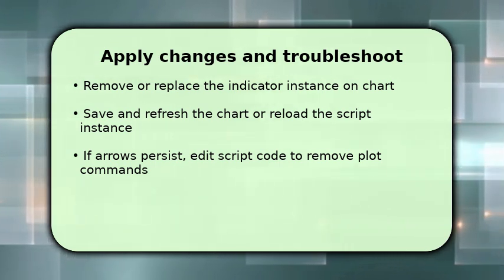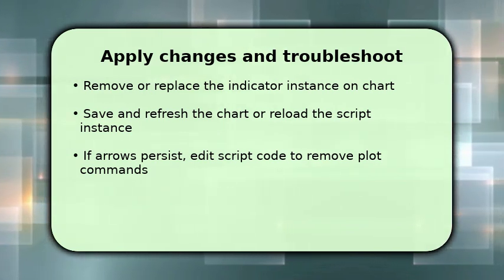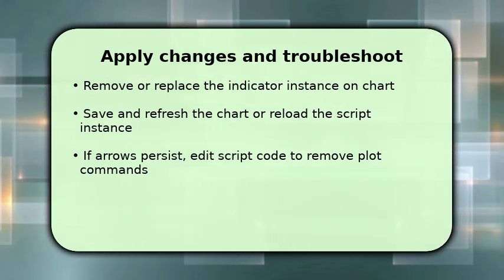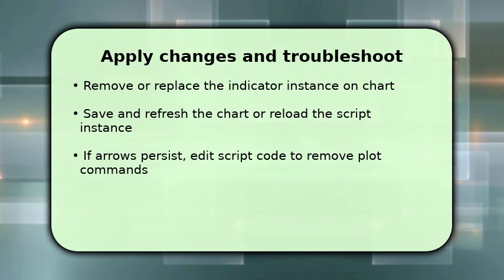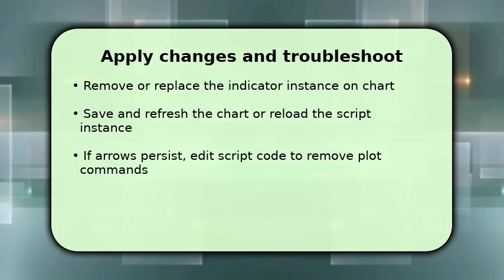If arrows persist, open the Pine code and remove or comment out any plot shape/plotchar/plot calls that generate arrows, then reapply. This step fixes stubborn cases where visibility controls alone do not remove marks.